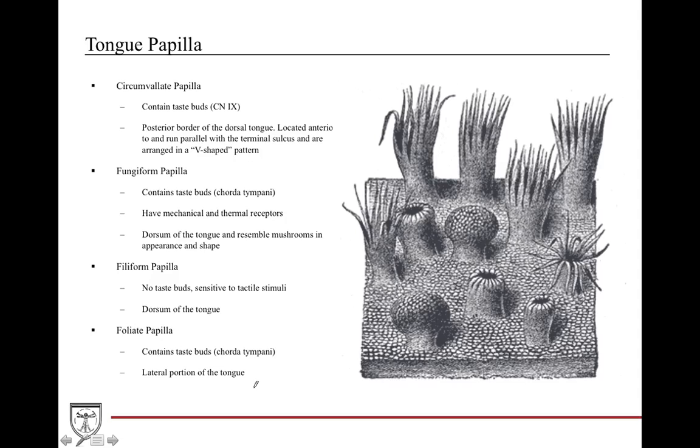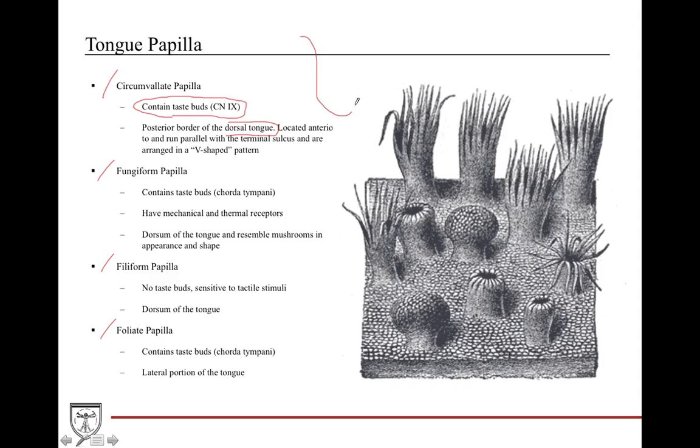So when we talk about the tongue, it's important to talk about the taste buds that are present on the tongue. So you have 4 different ones. You have the circumvallate papilla, the fungiform papilla, the filiform papilla, and the foliate papilla. The circumvallate papilla does contain taste buds, and this is controlled by the glossopharyngeal nerve. This one is located in the posterior border of the dorsal tongue, anterior to and running parallel to the terminal sulcus, and arranged in a V pattern.